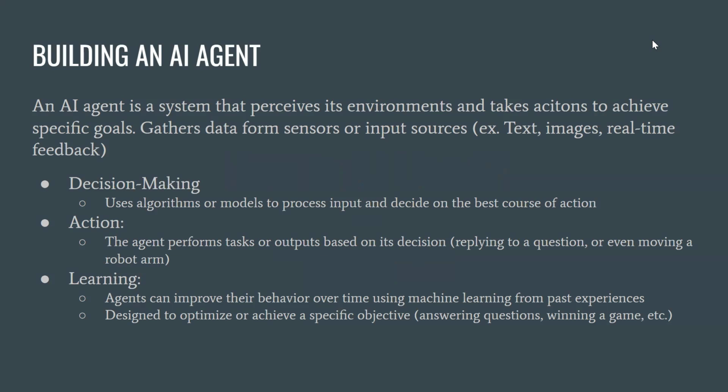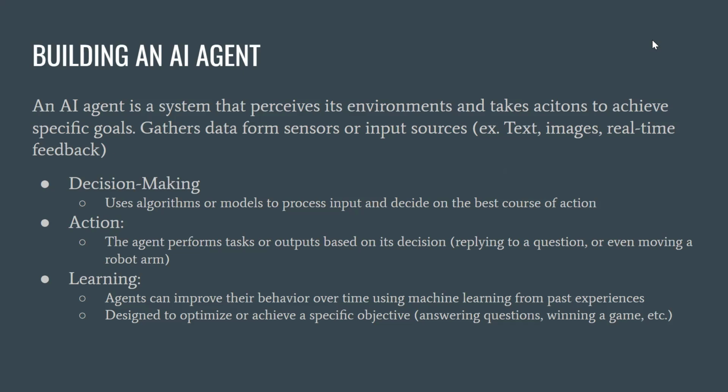And pretty much what an AI agent is, it's a system that perceives its environment and takes action to achieve a specific goal. It gathers data from sensors or input sources, so it could take data from a text, such as a question that you're asking it, or an image, where you insert an image and maybe ask it to read it, or maybe if it's a screenshot of something, it might be able to read the question in the image, and even real-time feedback. So depending on what you're asking, if you're asking for feedback or how you could do something in real time, it'll answer based on how you're asking it.